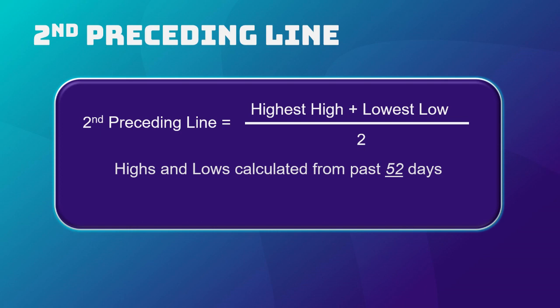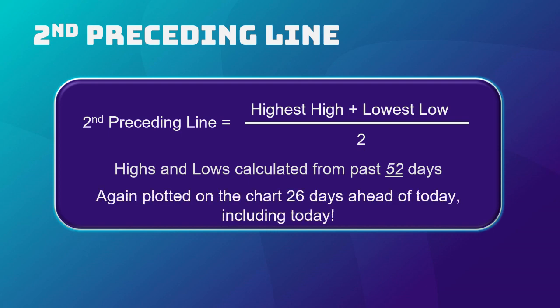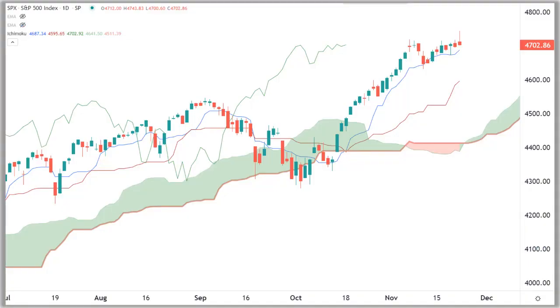And that's pretty much it. Those are the different pieces that you put together. And again, you're going to transpose that on your chart 26 periods ahead of the current price. So I made that thicker in the red here, part of the cloud. As you can see, it's the highest high, lowest low for the last 52 candles, but plotted 26 periods ahead of the current price. And that helps to create that cloud.